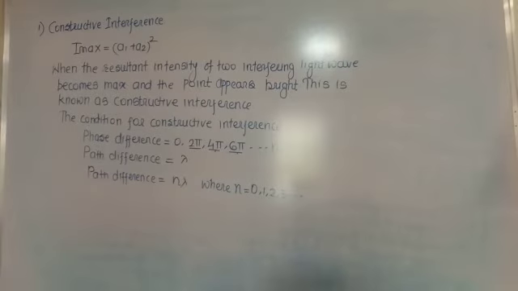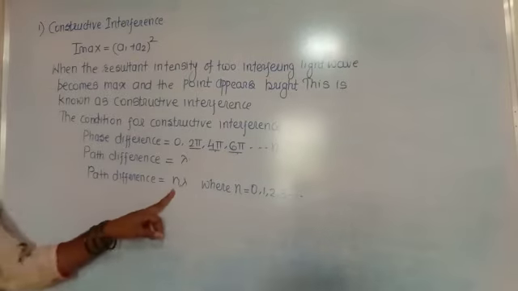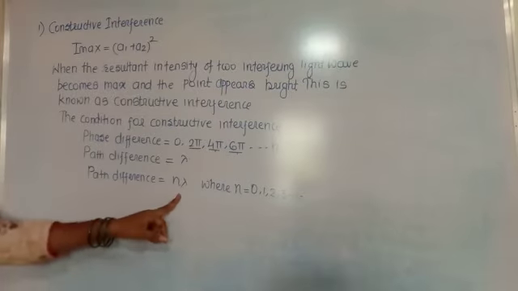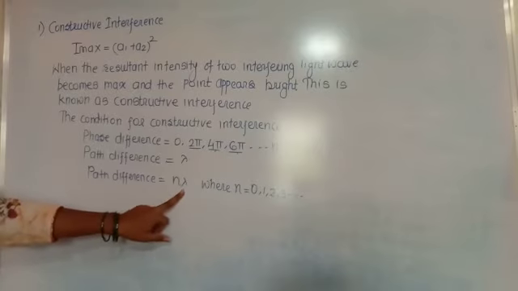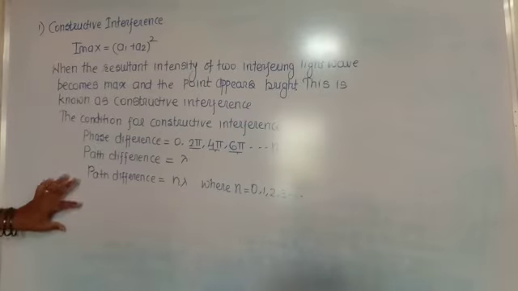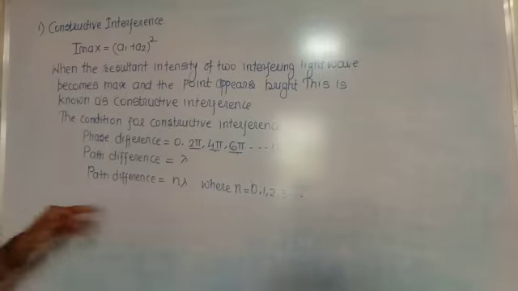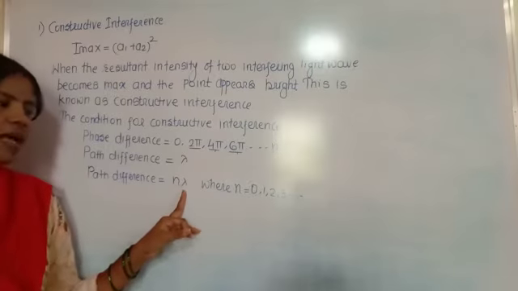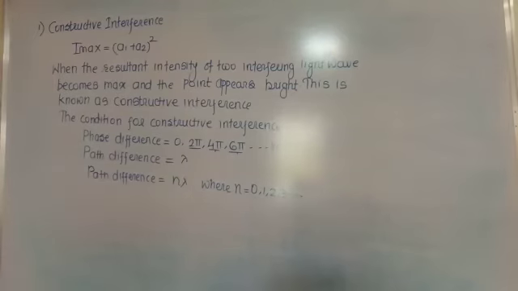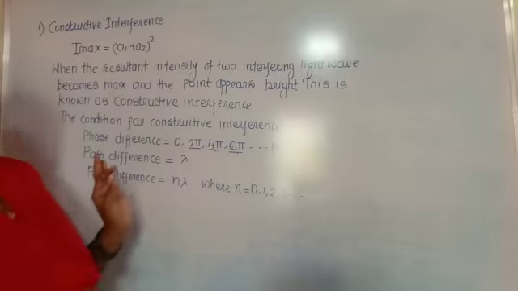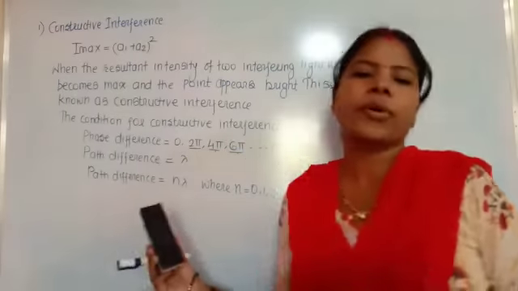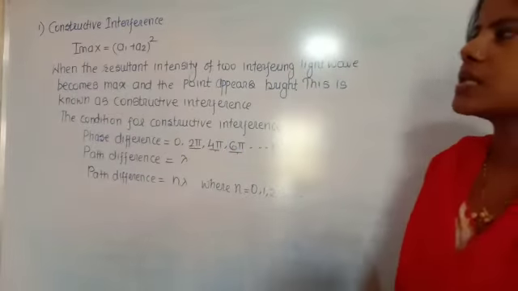Thus, if the optical path difference between the two light waves arriving at a point is equal to 0 or an integral multiple of the wavelength lambda, n means the integral multiple, then they are overlapping at the point and produce constructive interference, giving the maximum intensity at the point, and it appears bright. So this is about the constructive interference.